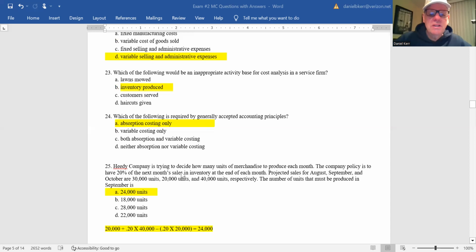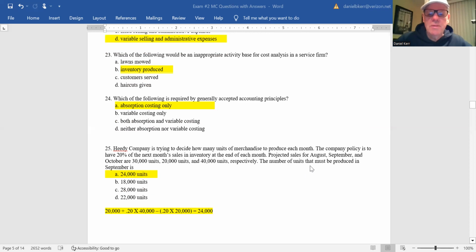Number 5, this one's a little bit complex. Trying to decide how many units of merchandise to produce each month, and then they tell you what the company policy is. So basically what you need to do here to get the number of units that must be produced is you've got to take the number of units sold, and they want this for the month of September. So this is the number of units sold in September. This is the number of units I want to have on hand at the end of September, which is 20% of the units that I plan to sell in October. So we plan to sell 40,000 units in October. So we're going to have 20% on hand.